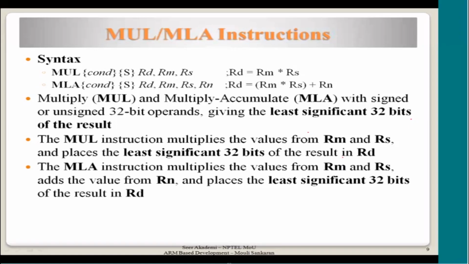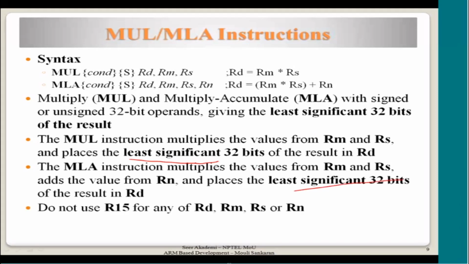So what you have to remember is that this instruction gives you only the least significant 32 bits of the result. Similarly, that is also true with the MLA. MLA does not mean anything to do with politics. It is multiply and accumulate.